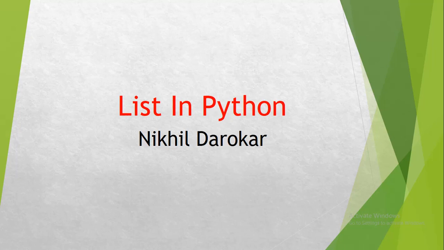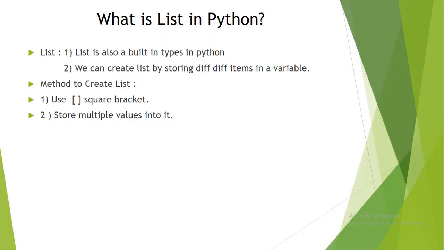Our today's topic is list in Python. As we already know, list is a built-in data type in Python, and we can create a list by using the square bracket. So we have to use only square bracket to create a list, guys. We can't use the curly bracket or normal bracket, because with the help of that bracket we can create another data type, as we already know.